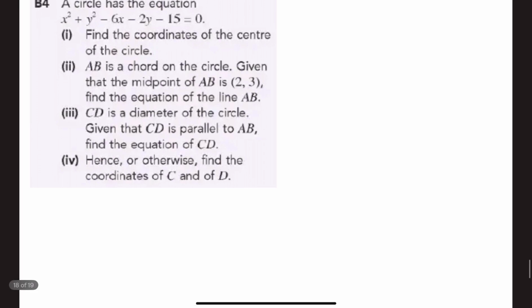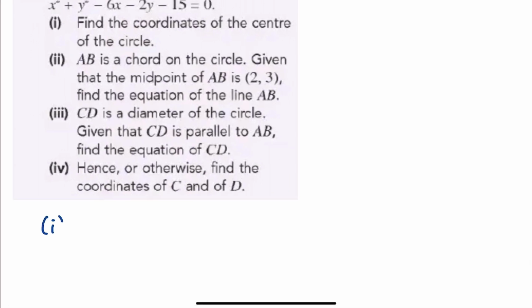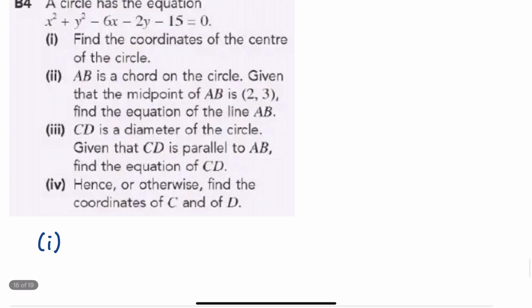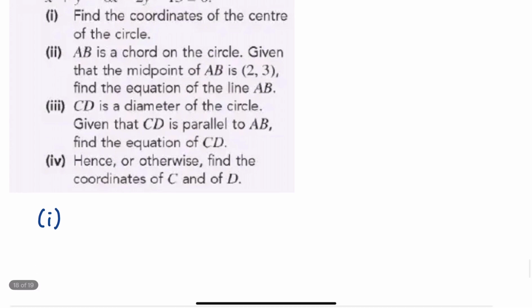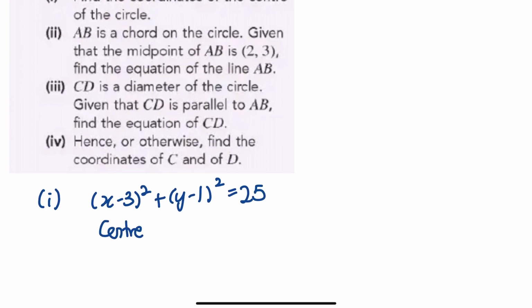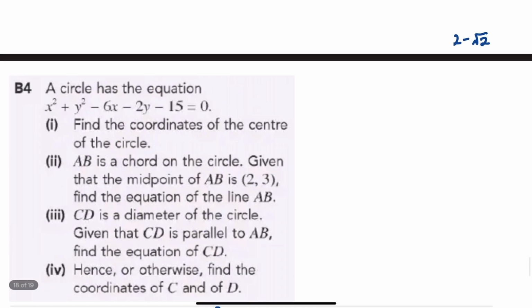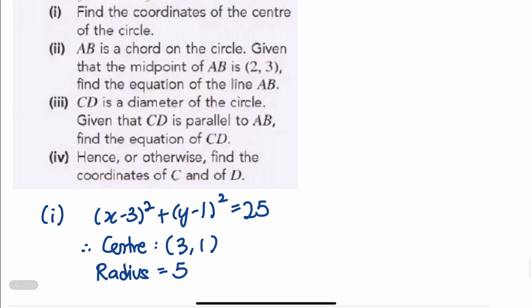So I will skip the first part of how to obtain it by completing the square, and just write out the answer straight away. This is simply (x minus 3) squared plus (y minus 1) squared equals 25. Therefore, the center of the circle is simply (3, 1). The radius is simply equal to 5. Okay, and this is part 1 done.